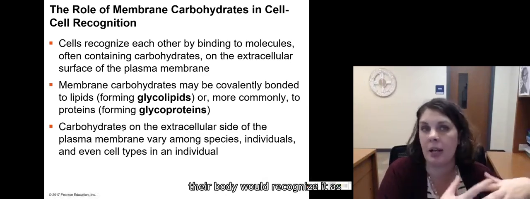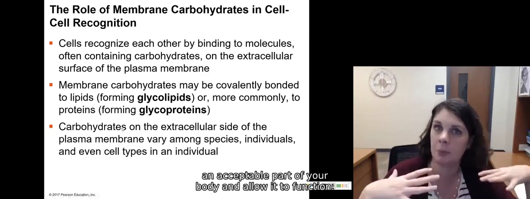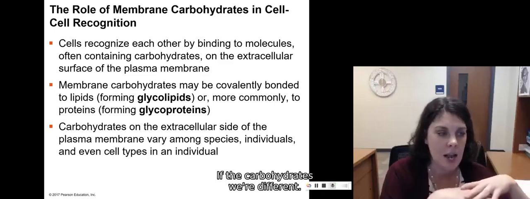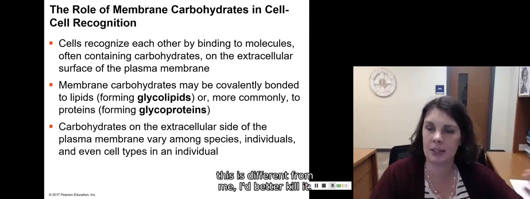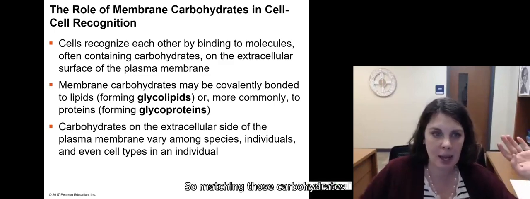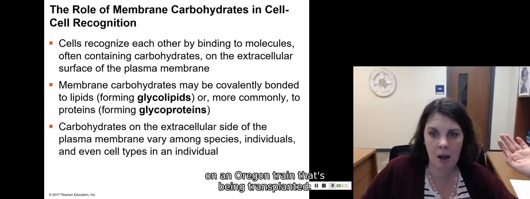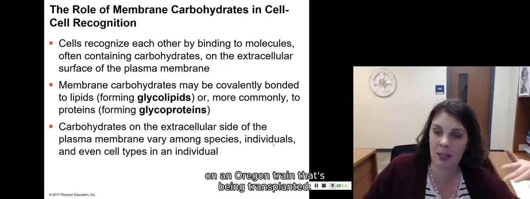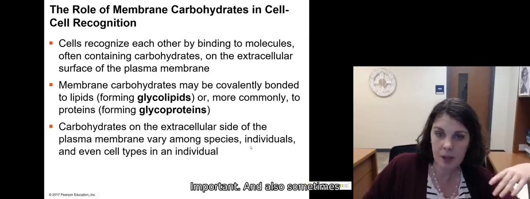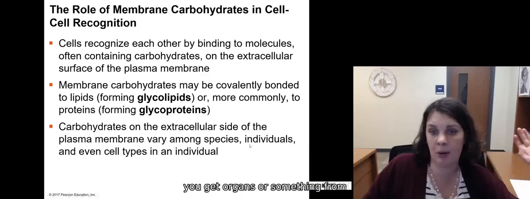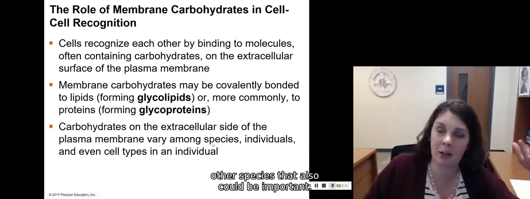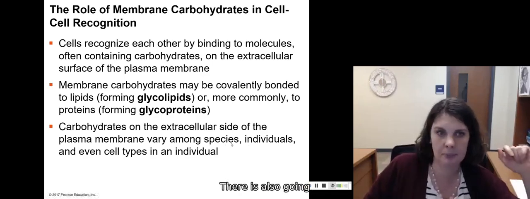So if their carbohydrates are the same, their body would recognize it as an acceptable part of their body and allow it to function. And if the carbohydrates were different, their immune system might say, this is different from me, I better kill it. So matching those carbohydrates on an organ that's being transplanted is very important. And also, sometimes we get organs or something from other species that also could be important there.